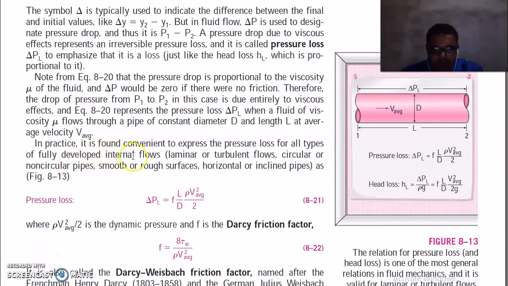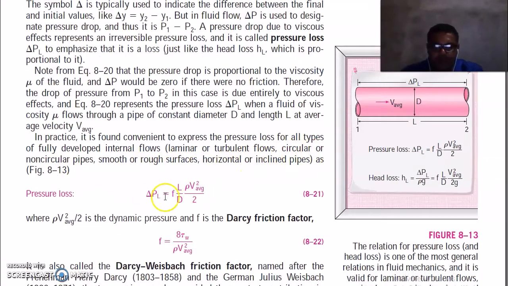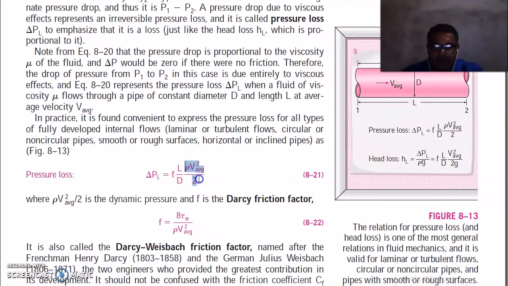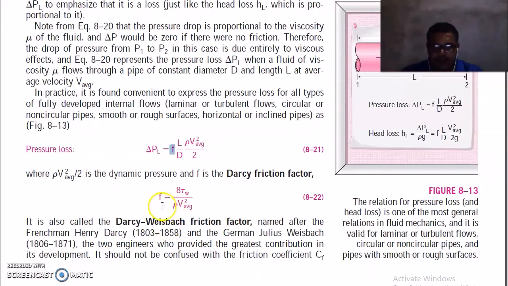In practice, it is found that this expression of pressure loss holds for all types of fully developed internal flow: laminar, turbulent, circular, non-circular pipe, smooth, rough. This is generalized: delta P_L is equal to f L by D times density times V average squared by 2, where this factor is the dynamic pressure and f is the Darcy friction factor. The friction factor is equal to 8 tau w by density V average squared. It is also called the Darcy-Weisbach friction factor.